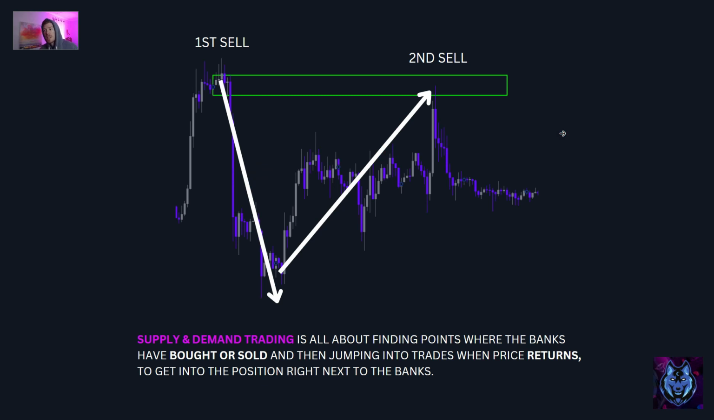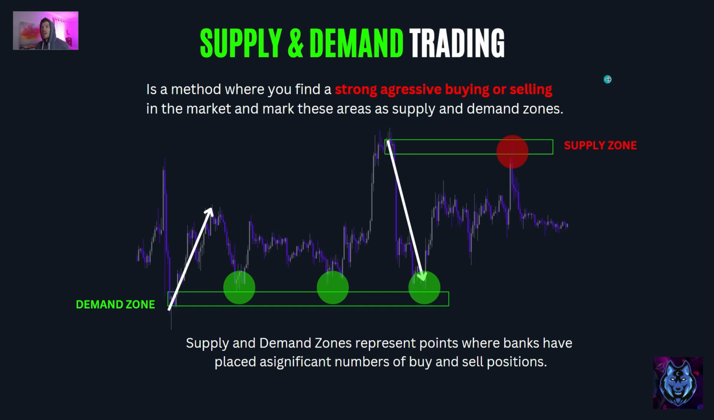Supply and demand trading is all about finding points where the banks have bought or sold and then jumping into trades when price returns, to get into the positions right next to the banks. Supply and demand trading is a method where you find a strong, aggressive buying or selling in the market and mark these areas as a supply and demand zone.